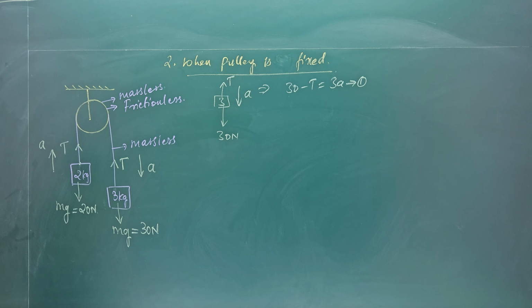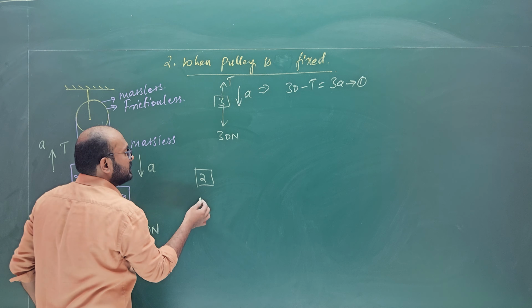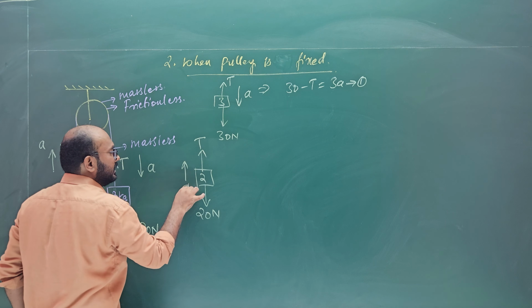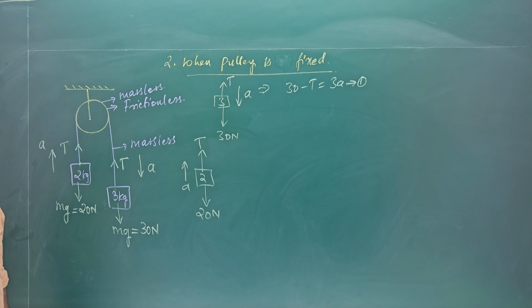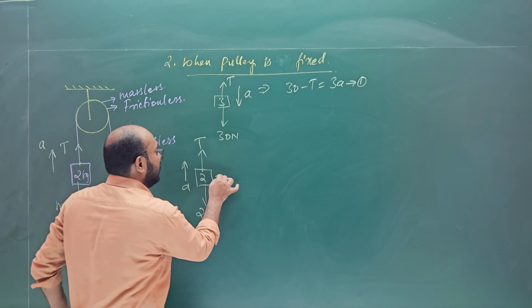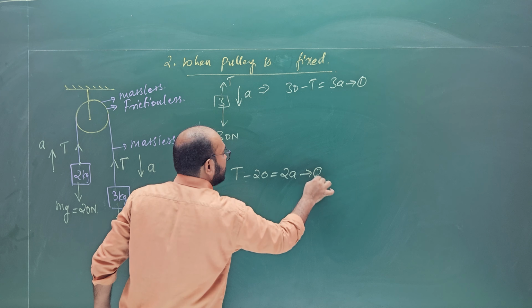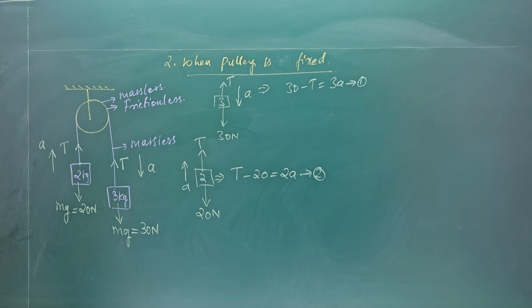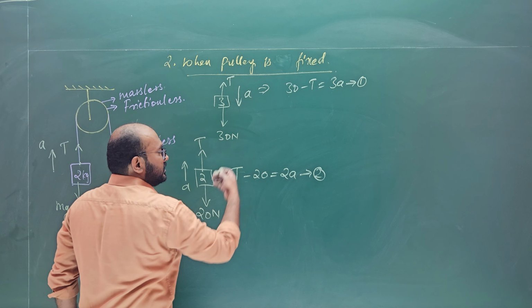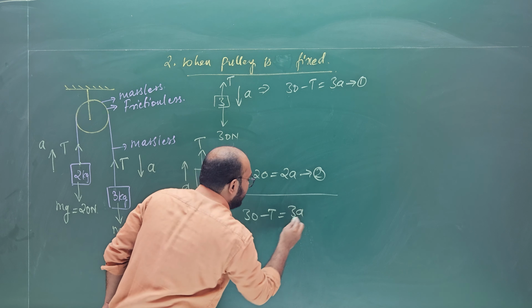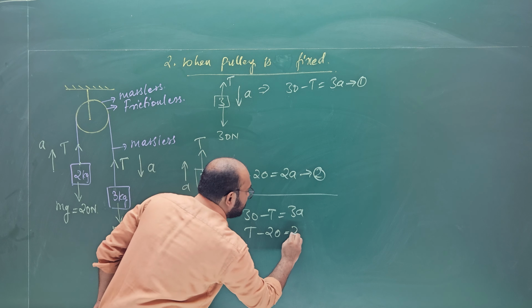Second thing, let us try to write the equation of the second mass, that is my 2 kg mass. So this is your 2 kg and 20 Newton is acting in the downward direction, tension is acting in the upward direction, body is accelerating in the upward direction. Yes or no? Which will be greater here, T or 20? T. So if I want to write the equation over here, then T minus 20 is equal to 2A. This is your equation number 2. Now again this method remains the same. Adding equations 1 and 2: 30 minus T is equal to 3A and T minus 20 is equal to 2A.